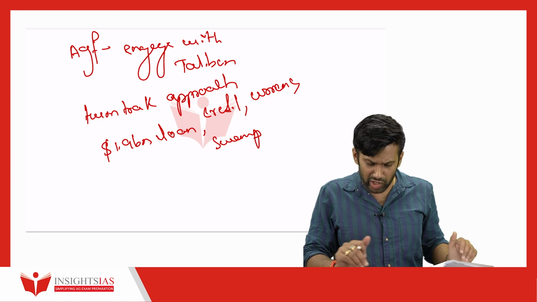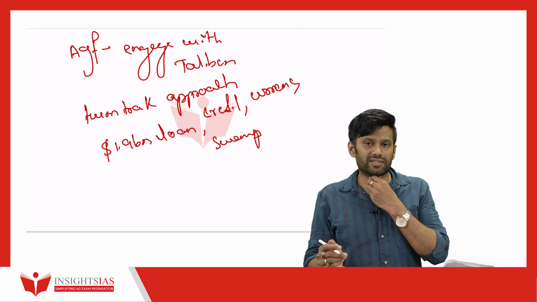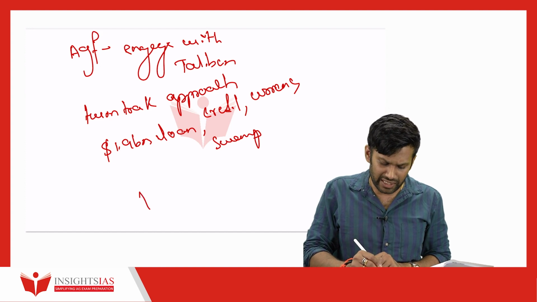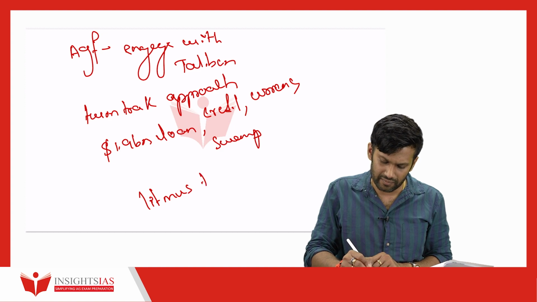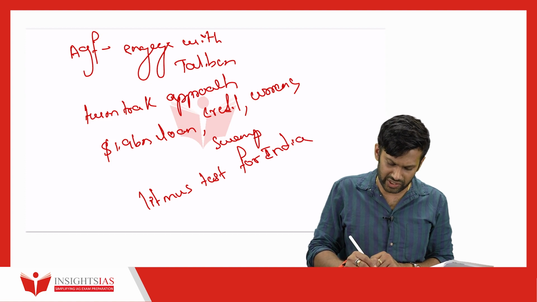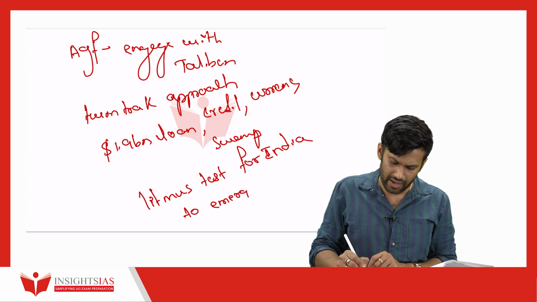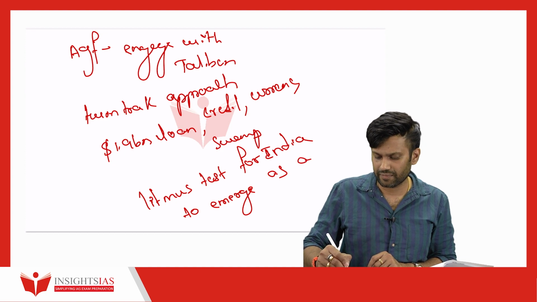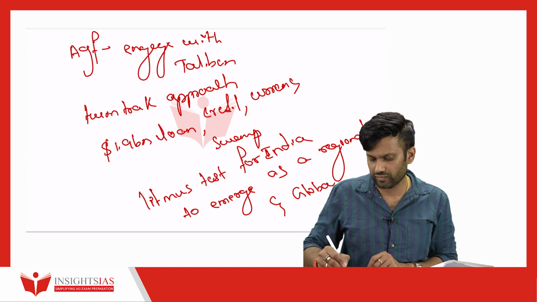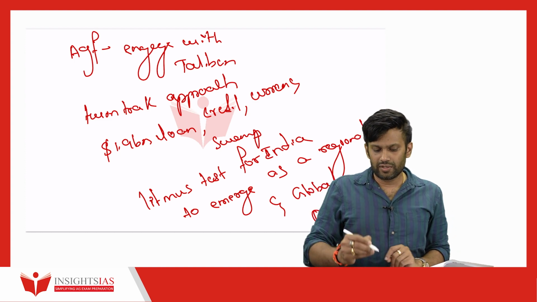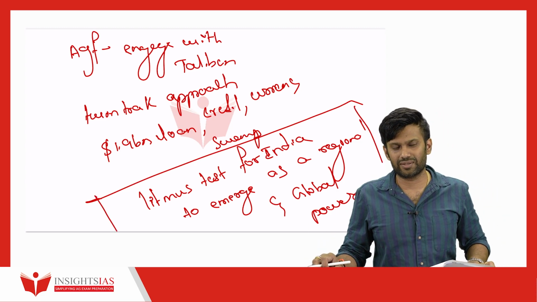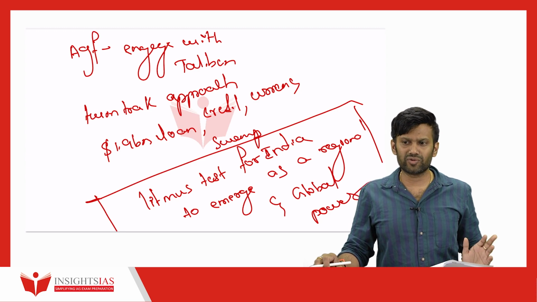So you can end your answer with a strong ending, saying that the current ongoing crisis in India's neighborhood presents a litmus test for India to emerge as a regional and a global power. This is how you can write in your conclusion. My handwriting is not good, but you try to present it well. So with this, friends, let's move on to the next question.